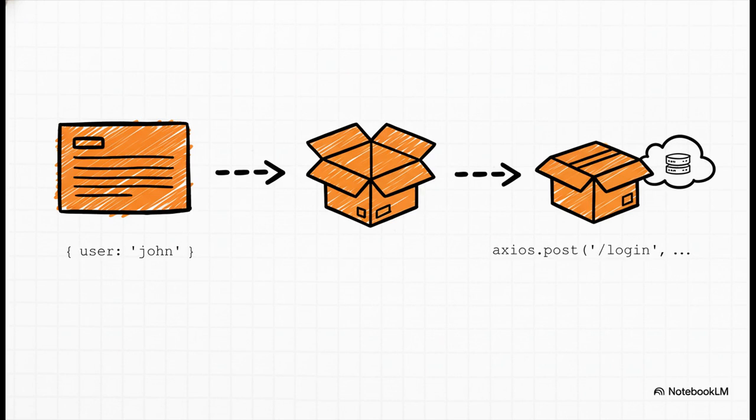But what if you need to send data, not just get it? Well, a POST request is just as easy. The first argument is the URL, and the second is just a plain old JavaScript object with whatever data you want to send. Axios takes care of the rest. It automatically sets the right headers, stringifies your data, all that boring stuff is done for you.